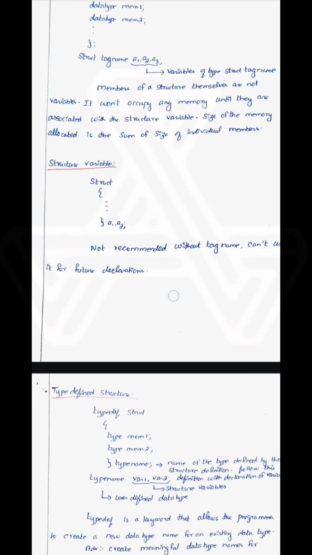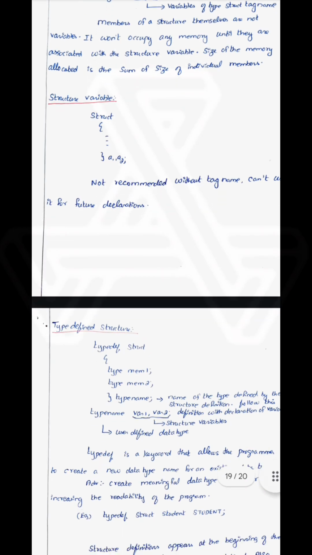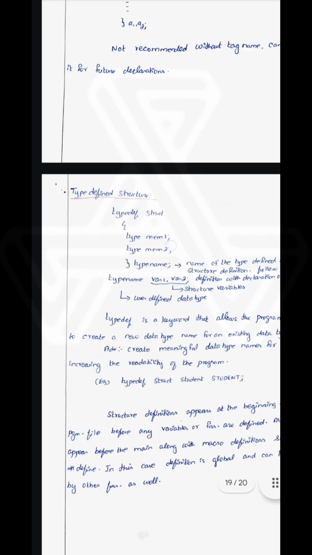Members of a structure themselves are not variables. They won't occupy any memory until they are associated with the structure variables. The size of the memory allocated is the sum of the size of individual members. Structure variable: struct A1, A2. Not recommended without a tag name. Can't use it for future declaration.